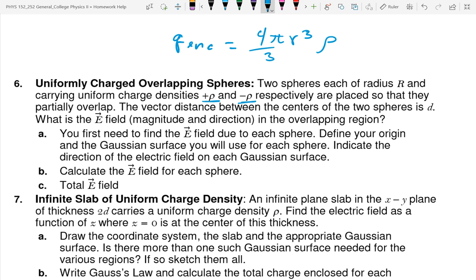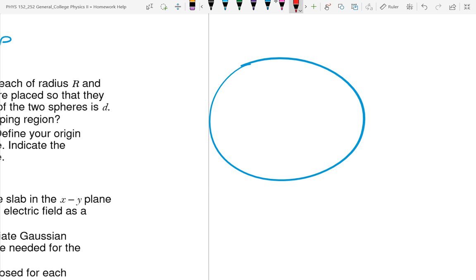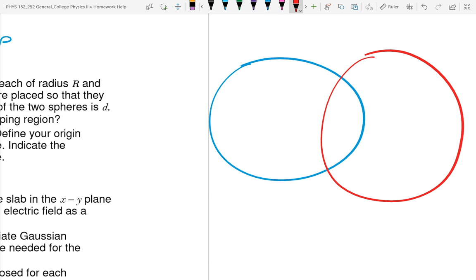You need to calculate what the electric field is due to each of those two spheres, and then add the electric fields as vectors in the region they overlap. So you have two spheres that are closer than the diameter. You have sphere 1 like this, sphere 2 like that. They're supposed to be exactly the same radius. And one has negative charge density, one has positive charge density, and you're finding the electric field in this region here.